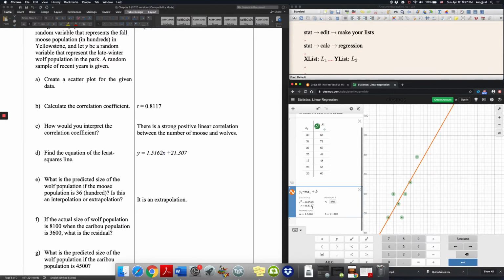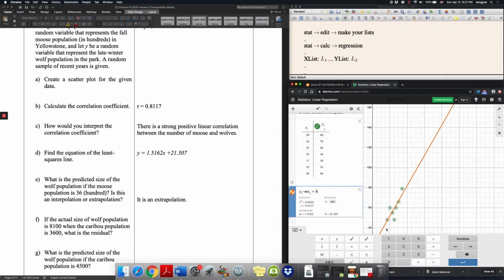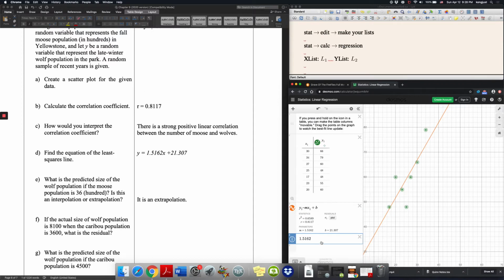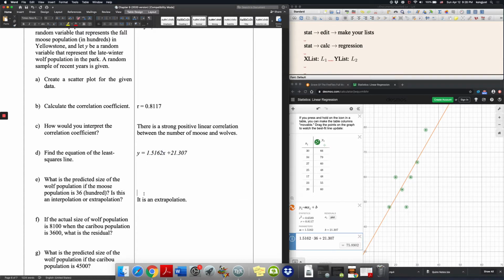So in fact, let's just pull up this calculator right here. Doing a new equation. 1.5162, I guess I didn't need to, I could just type this in. 1.5162 times 36 plus 21.307, and I get 75.89. Alright, so what's the predicted size of the wolf population? Let's round it to the nearest wolf because it doesn't really make sense to have half wolves. If you said 75.89, I wouldn't fault you for that, but let's just go to the nearest wolf.